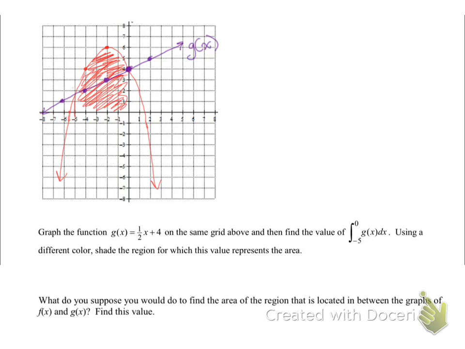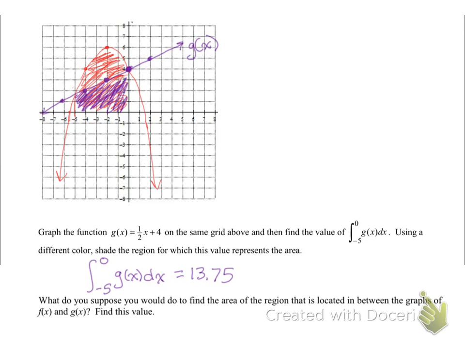Now, using a different color, you need to shade where this integral is. So from negative 5 to 0. So you're looking at all of this right here. Okay, so again, we can figure out the integral. So from negative 5 to 0 of g of x, using your calculator, you will find that it is 13.75. Okay?